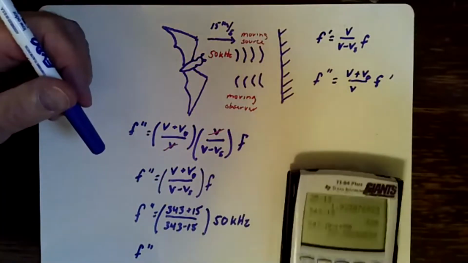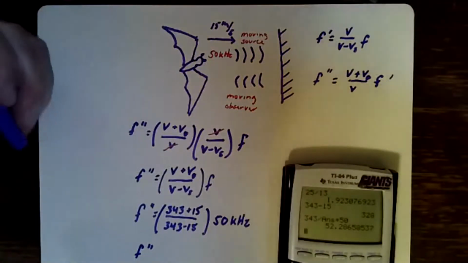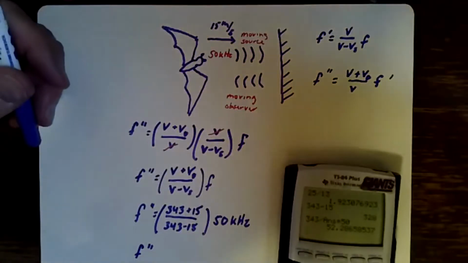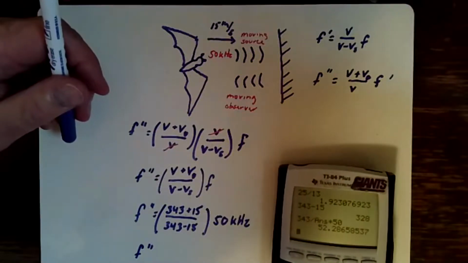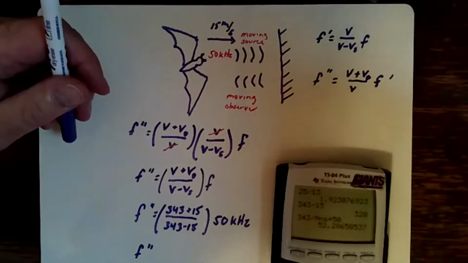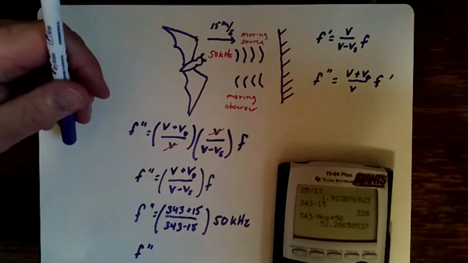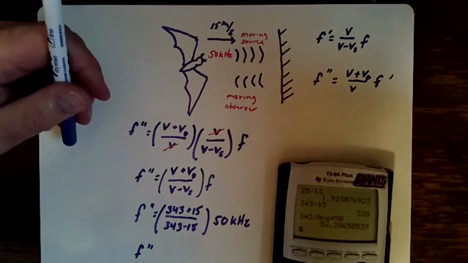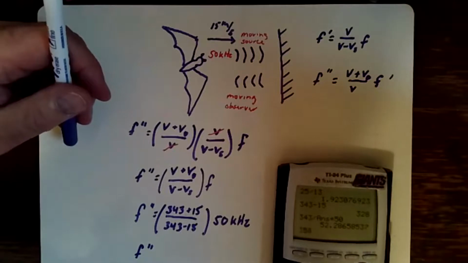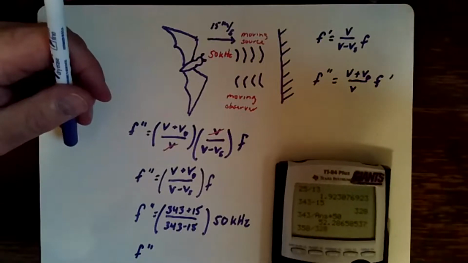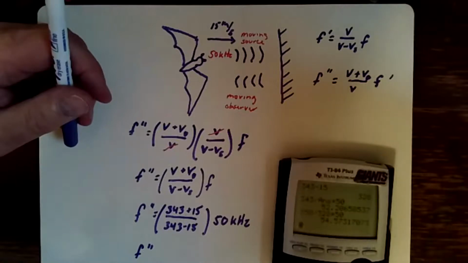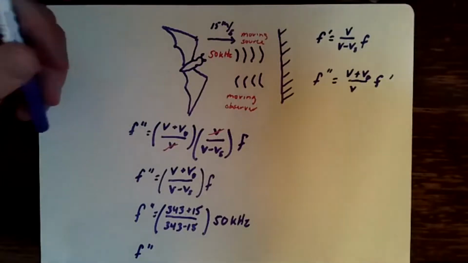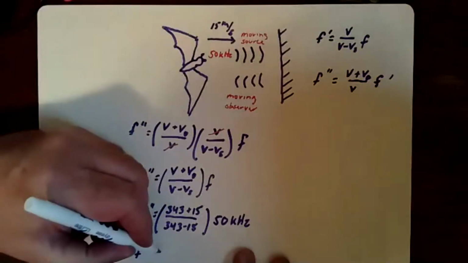Hello, calculator. Okay, so I know that 343 minus 15 is 328, and 343 plus 15 is 358. Interesting how that works out, right? So 358 divided by 328 times 50. So 54.6 kilohertz.